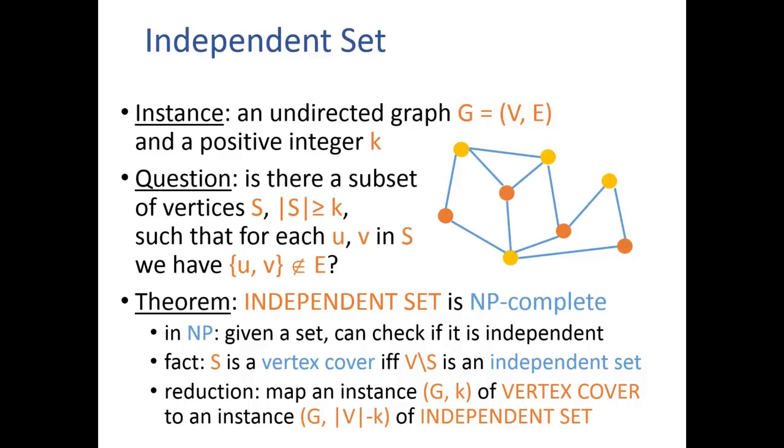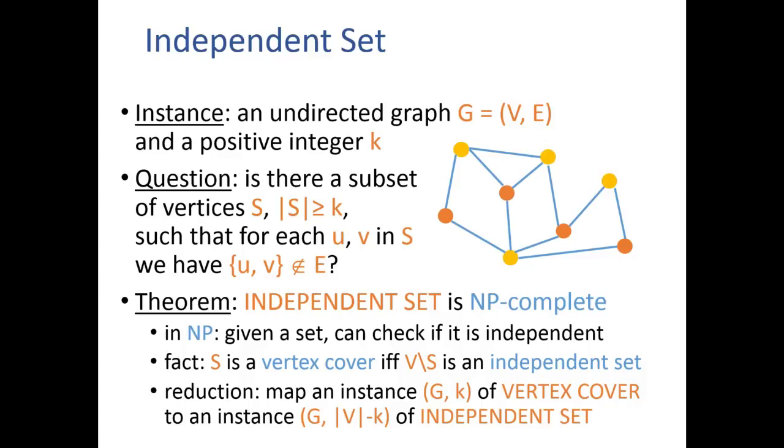contrapositive. If we have a yes instance here, therefore we have an independent set of size n minus k, therefore its complement of size k is a vertex cover. If we have a yes instance here, therefore we started with a yes instance there. So as far as reductions go, that's about as easy as it gets. We didn't even have to touch the graph, but it's a valid reduction.